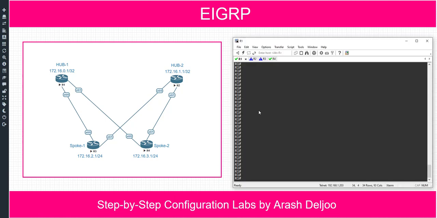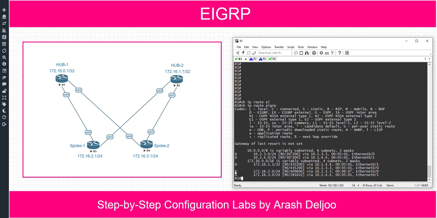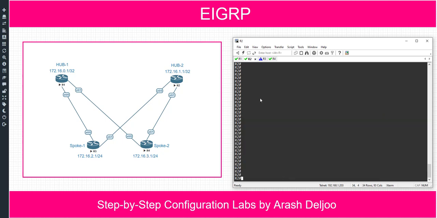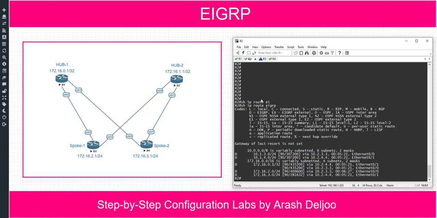This is our scenario, like the previous video. Here in router 1, if you check the routing table, show ip route eigrp, you can see that router 1 learned about these two networks, 172.16.2.0/24 and 172.16.3.0/24. Also in router 2, we have these two networks, show ip route eigrp in router 2.